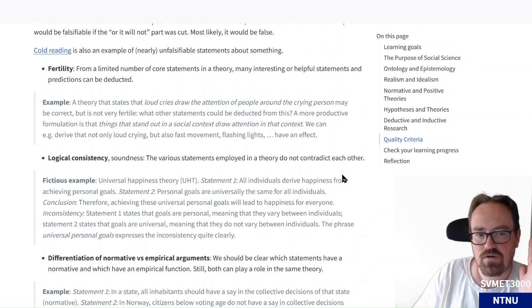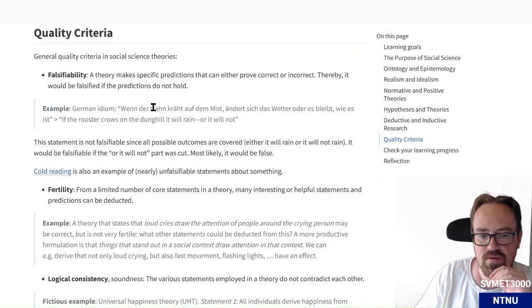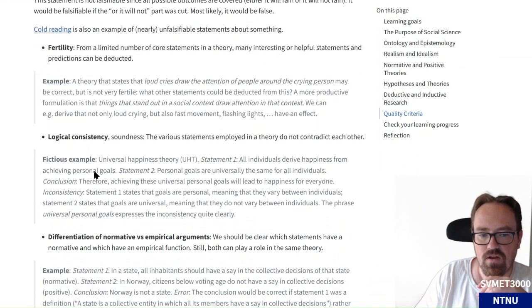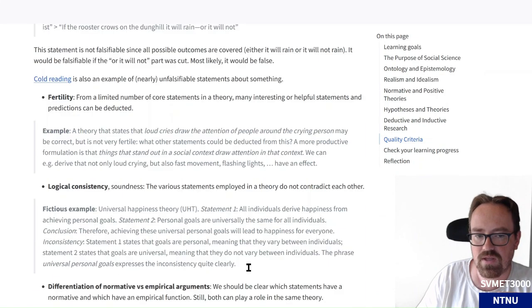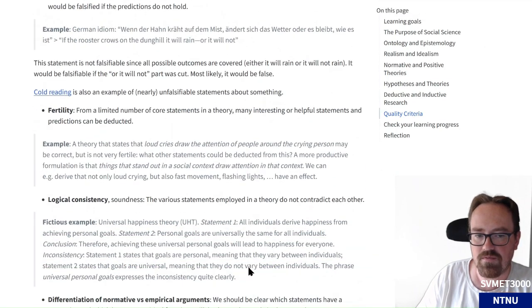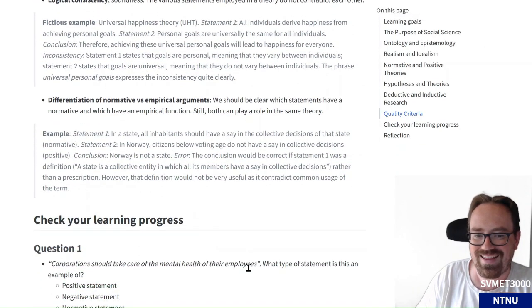And these four criteria, falsifiability, fertility, logical consistency, and differentiation of normative and empirical statements, should universally be applied to each theory, and to varying degrees can render a theory inadequate.